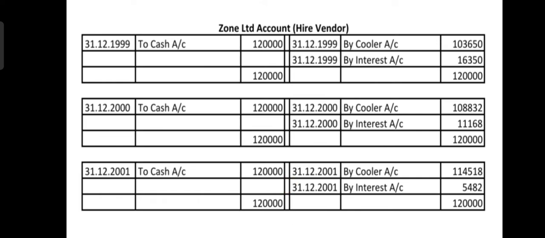So in the 3 years, 1999, 2000 and 2001, by paying 3 installments of 1,20,000 each, how much is for the asset and how much is for the interest? These accounts will come to an end. Okay, this is the hire vendor account.